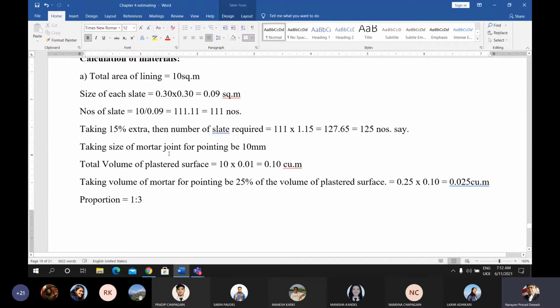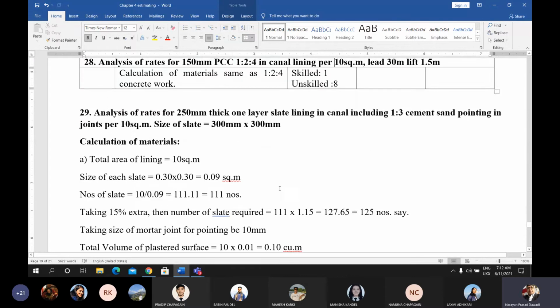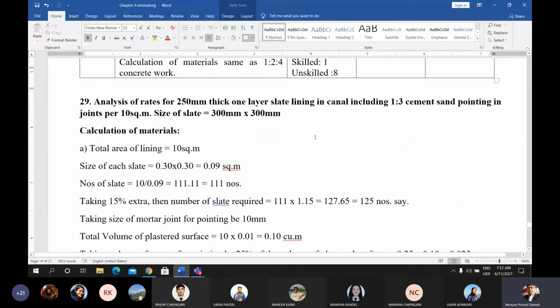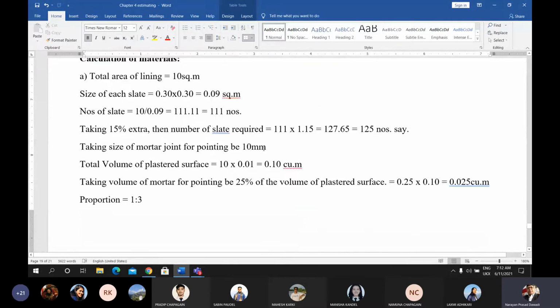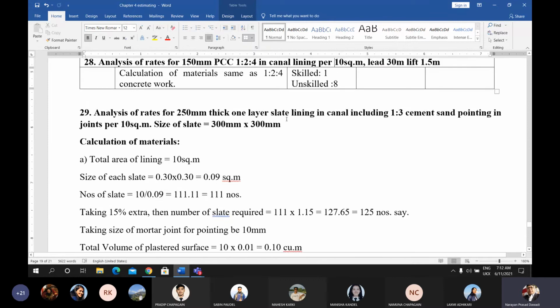Now, taking the size of the mortar joint for pointing as 10 mm, the total volume of the plaster surface: the surface is 10 square meter, and if the thickness of the pointing is 10 mm, then 10 into 0.01 gives 0.10 cubic meter. Taking the volume of mortar for pointing to be 25% of the volume of plaster surface, the volume of mortar required for the plaster surface will be 0.025 cubic meter. The proportion is given as 1:3.